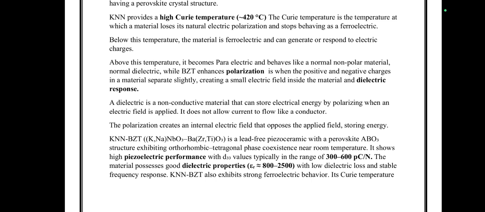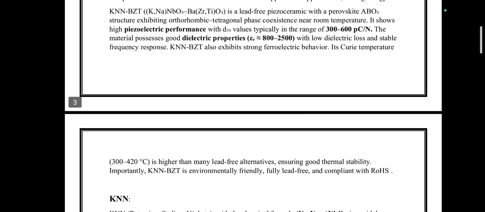KNN-BCT also exhibits strong ferroelectric behavior. Its Curie temperature, 300 to 420, is higher than many lead-free alternatives, ensuring good thermal stability. Importantly, KNN-BCT is environmentally friendly, fully lead-free and compliant with RoHS.